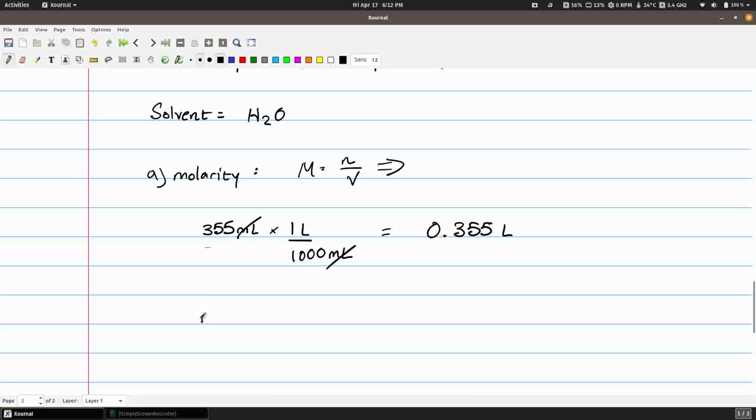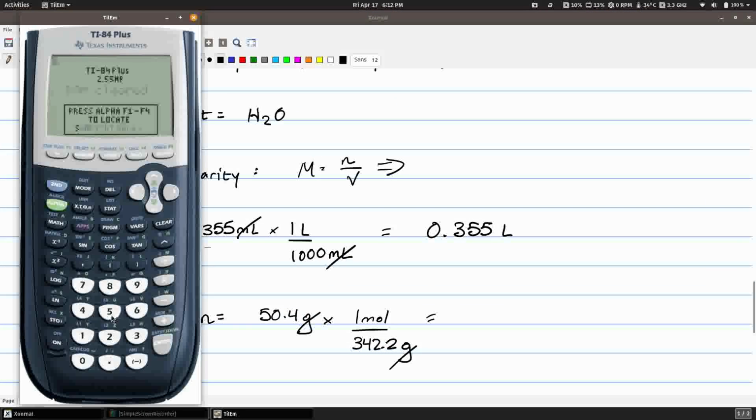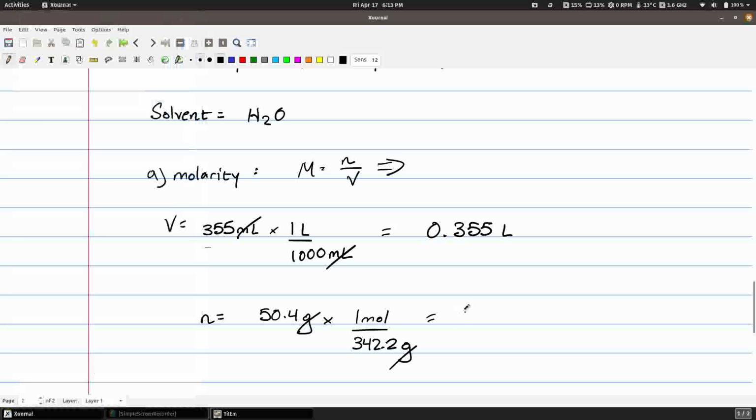And then now you use the grams of sucrose and the molar mass to calculate how many moles you have. So n, and then we'll put V equals. n equals 50.4 grams times 1 mole over 342.2 grams. And then that cancels. And then you're left with, I don't have a calculator. Let me pull that up. You have 50.4 divided by 342.2, and that would be 0.147. Okay, so you have 0.147 mole.